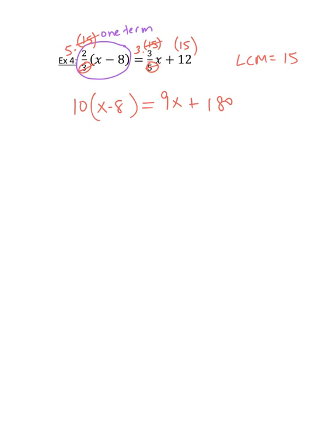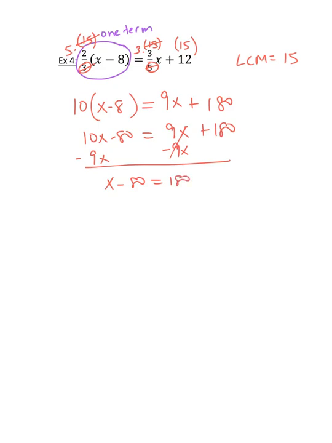Okay, we're going to distribute. I have 10x minus 80 equals 9x plus 180. And we will subtract 9x on both sides. I have x minus 80 equals 180. Add 80 to both sides, and x equals 260.